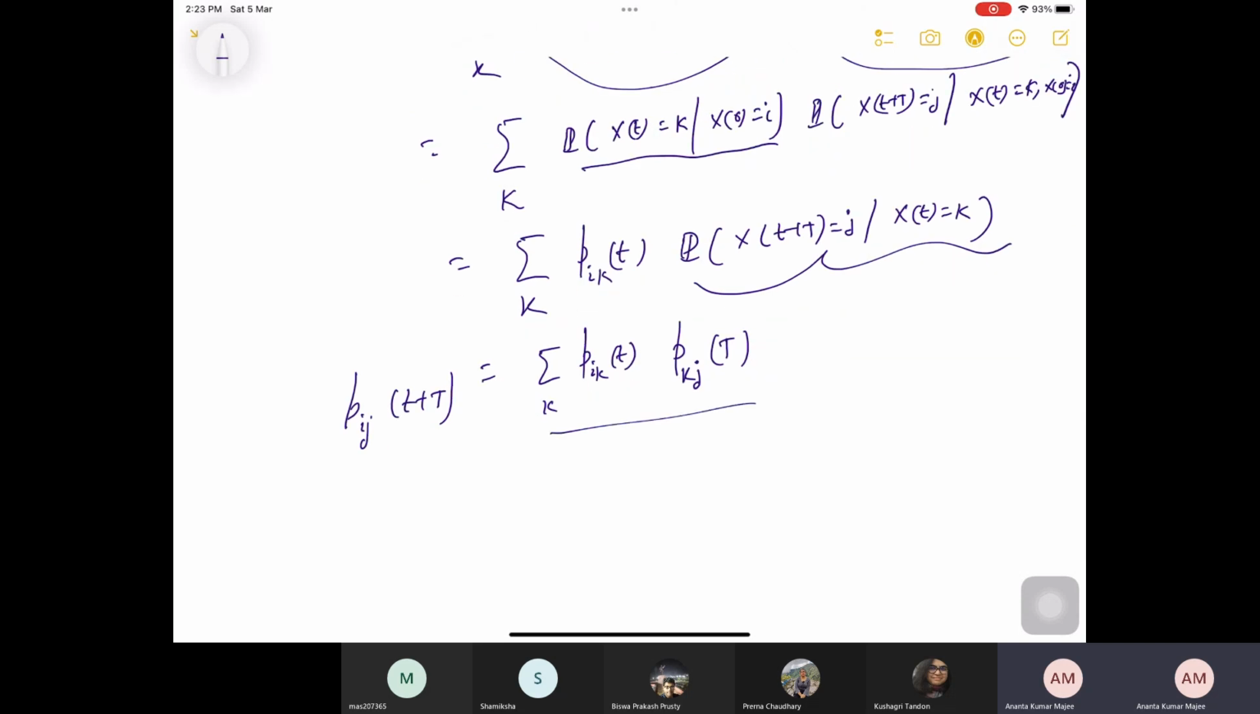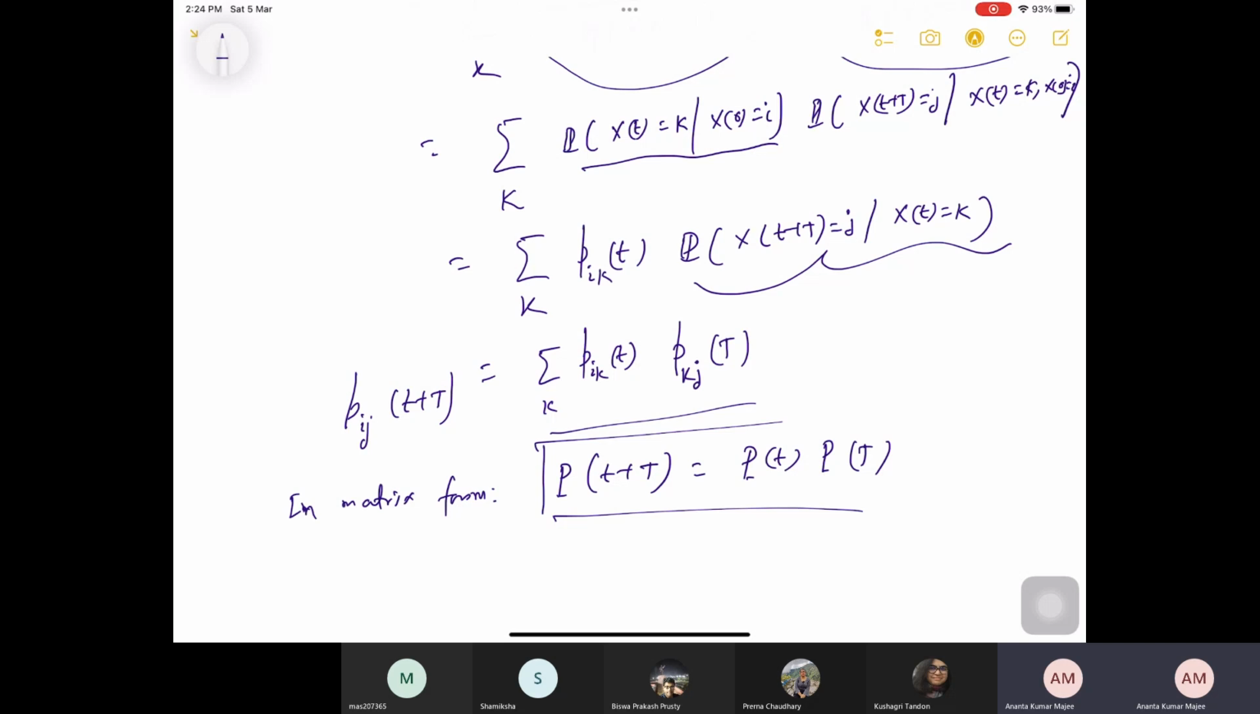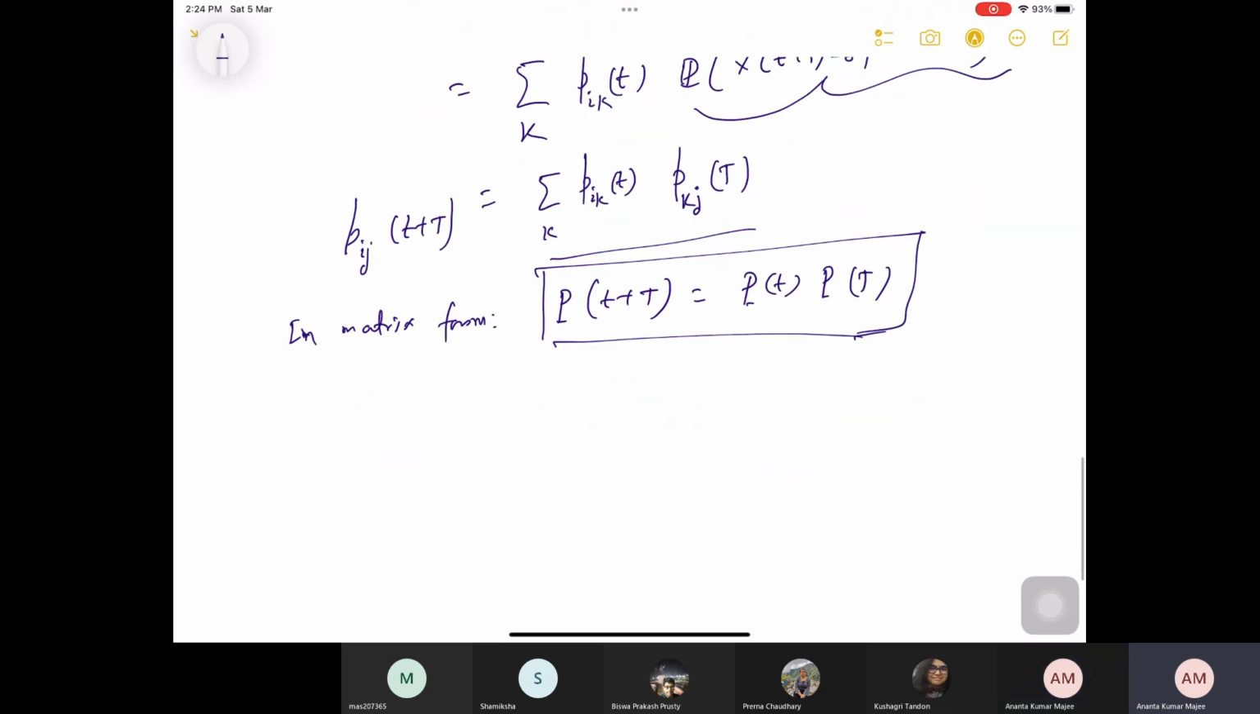Now in matrix form, this is nothing but P(t+T) equals P(t) times P(T). We'll use this later to obtain something.